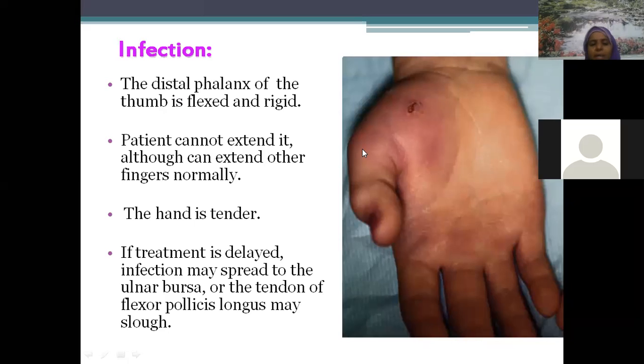Hand is also tender because of infection. And we know that in 50% of the cases, ulnar and radial bursae are in continuation. If we are not treating this, infection from radial bursa can go to ulnar bursa. Okay. Then.